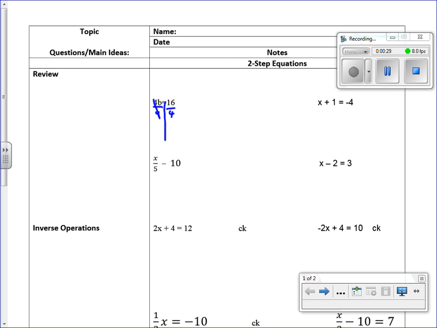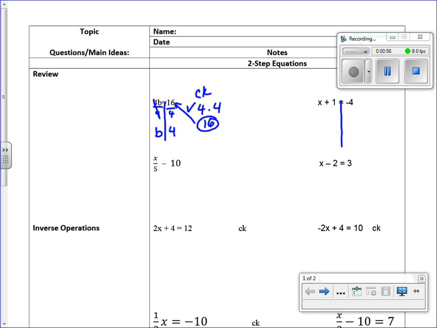This 4 and this 4 cancel each other out, so I'm left with b on this side, and 16 divided by 4 is going to leave me with an answer of 4. So I have b equals 4. To check it, I would say 4 times 4, and that's 16, and that's what I want to get. So that's a check.